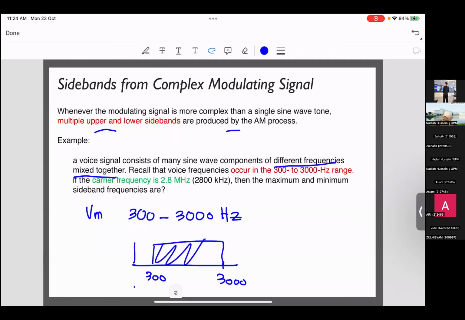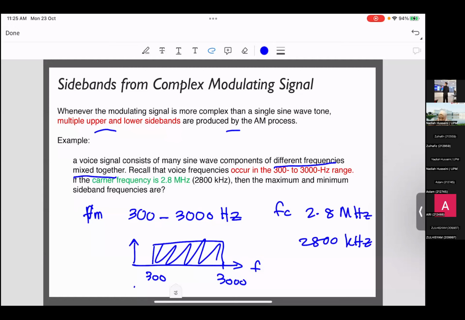and within this band is your modulating signal. So it's very complex. It's within this band. You can't really pinpoint what frequency because it's a bunch. It's a combination of many. Okay, and this is in frequency. So this is your VM. Our FC, this is FM. Our FC is 2.8 megahertz or 2800 kilohertz.